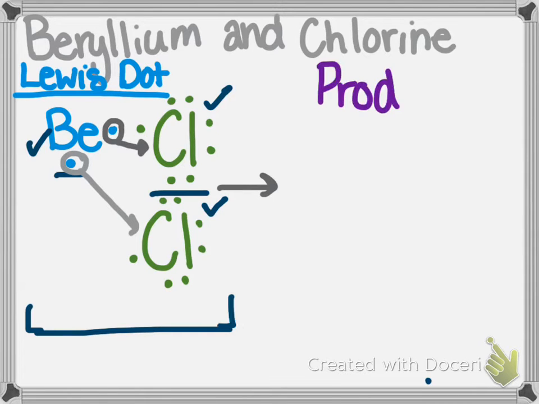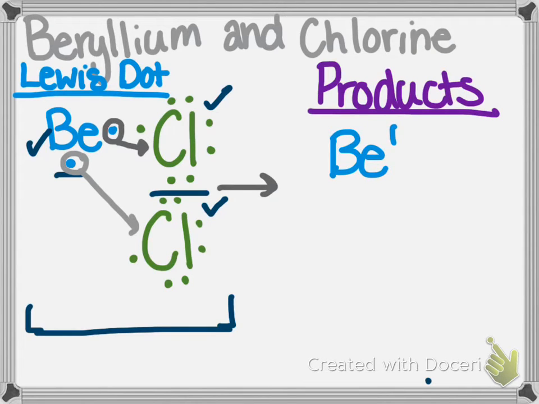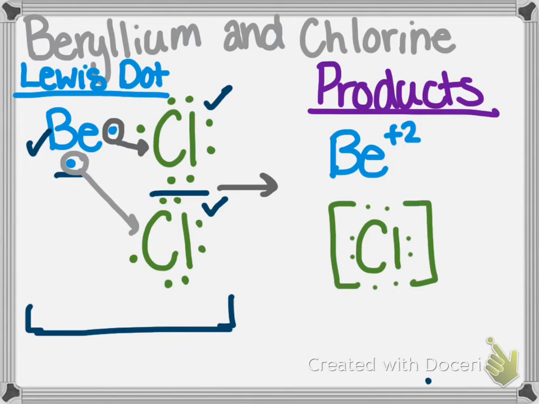So the final answer for an ionic bond, okay, the product, we have to have it with the charges, okay? So beryllium lost 2 valence electrons, so it's going to form a +2 charge, okay? We have 2 chlorines, okay, so I'm going to put a bracket around it. All right, each chlorine only gained 1 valence electron.